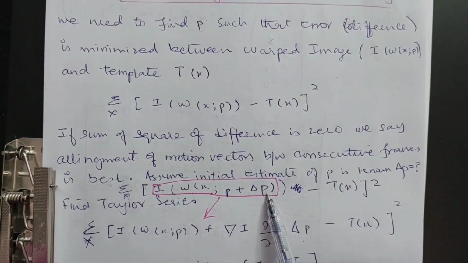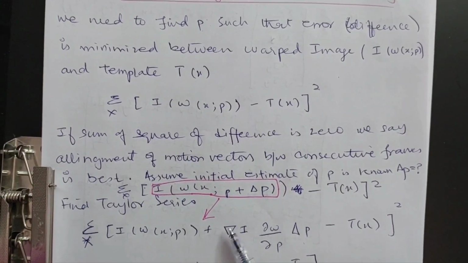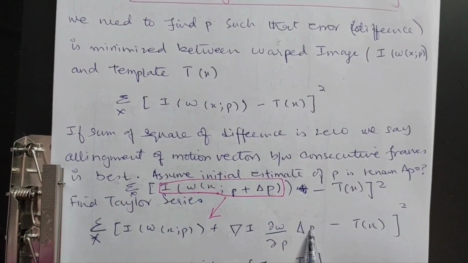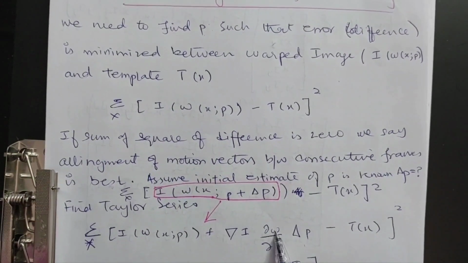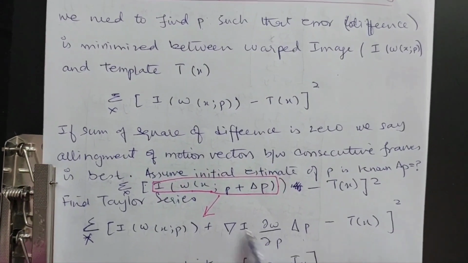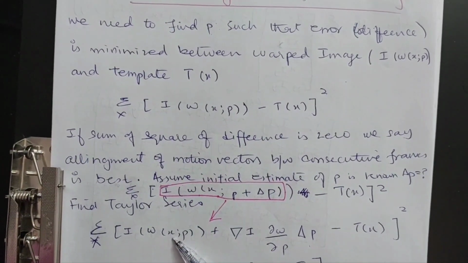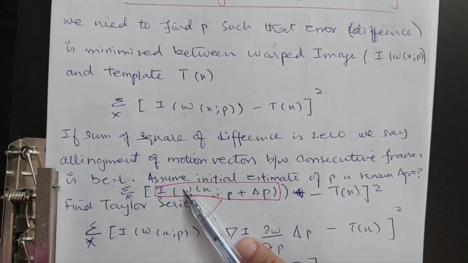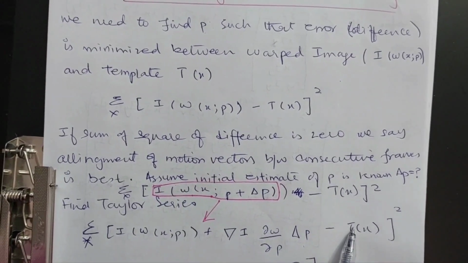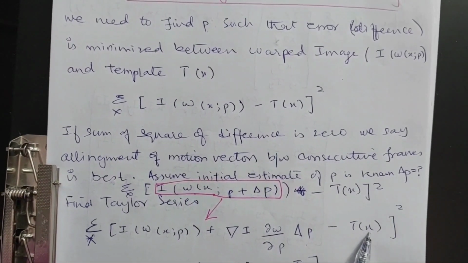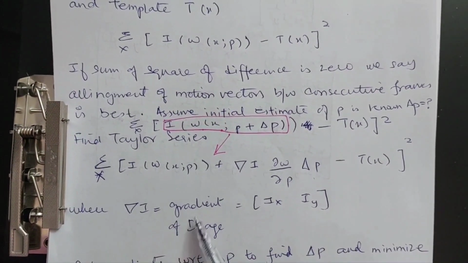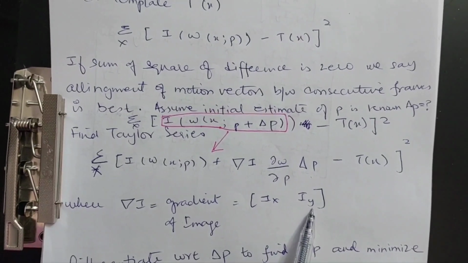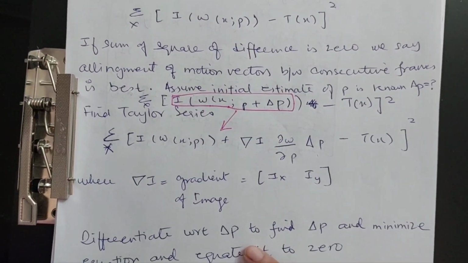For this delta p, we simply have the gradient. The gradient is the combination of partial derivatives with respect to x and y, and this delta is simply the difference. And W is written as a partial derivative of W with respect to p. So this term is opened up in this manner. I(W(x; p)) is written as it is, for I we use the gradient, delta p we use as it is, for W we take the partial derivative, and the template will come as it is. So I have opened up this equation with the help of the Taylor series, where the gradient of the image is a matrix that contains the derivative of I with respect to the x variable and the derivative of the image I with respect to the y variable.